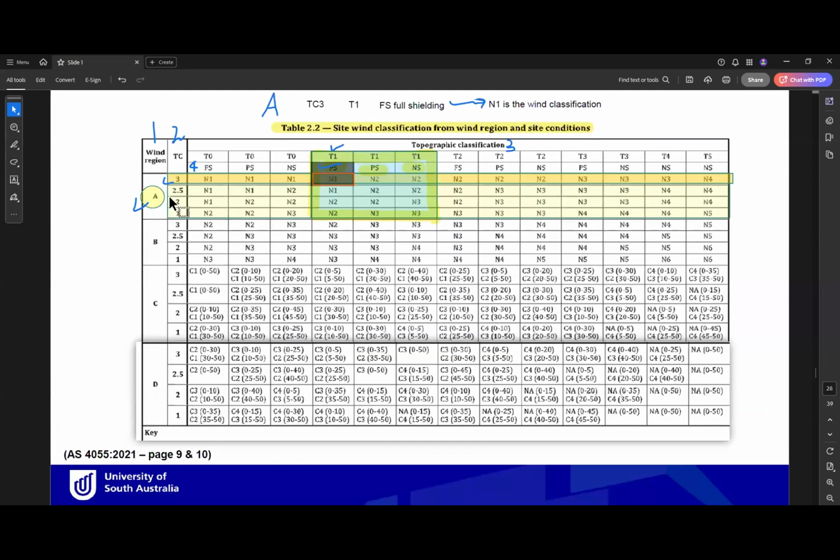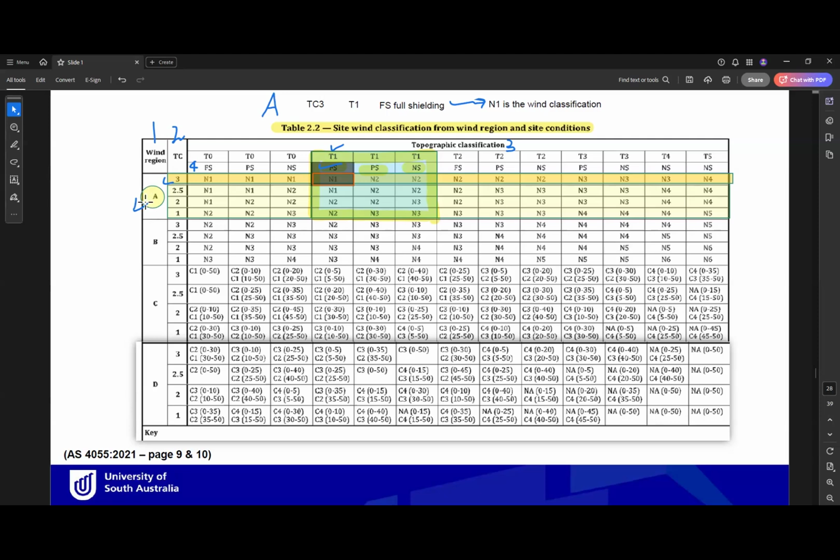Here. So for example, if we have region A and TC3, T1, and full shielding class, so we will use table 2.2, the site wind classification, to find the site classification from N1 to N6. Our focus will be only on these 2 classifications, A and B1, not the whole. So if you look at your project, you will find the wind region is A or B1.